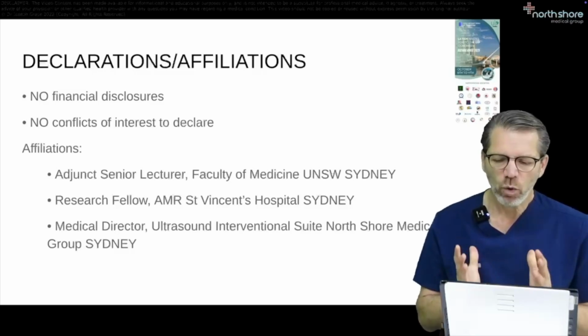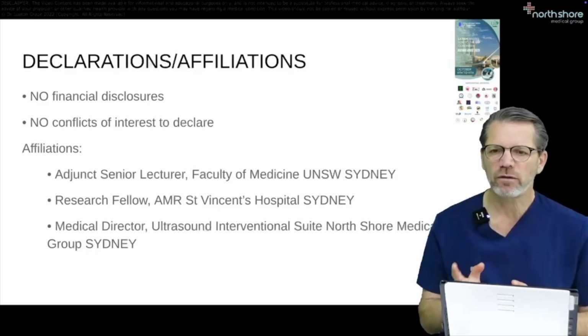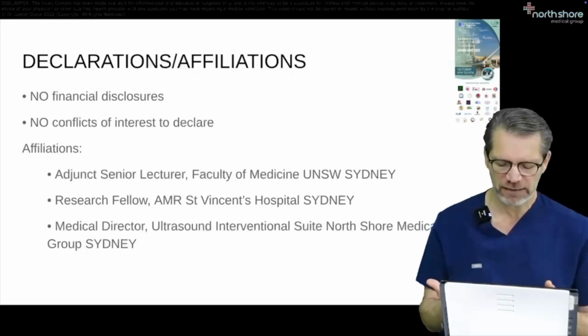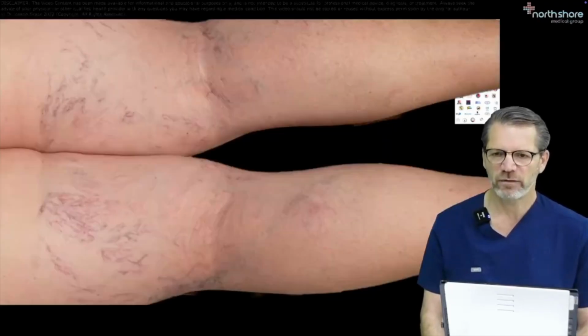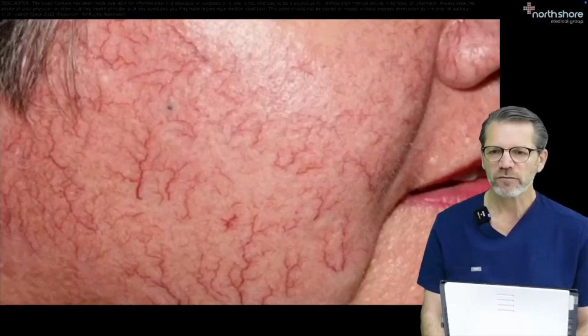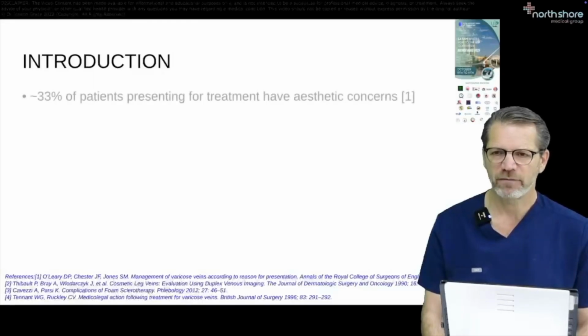Now, we're all experts in managing complex venous disease. However, this talk will focus on the nuances of aesthetic sclerotherapy, or aesthetic phlebology. Let's go. Here are the examples. Corona radiata, facial, can be quite severe and extensive.